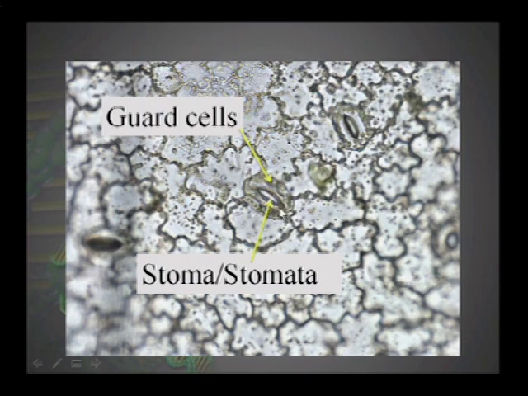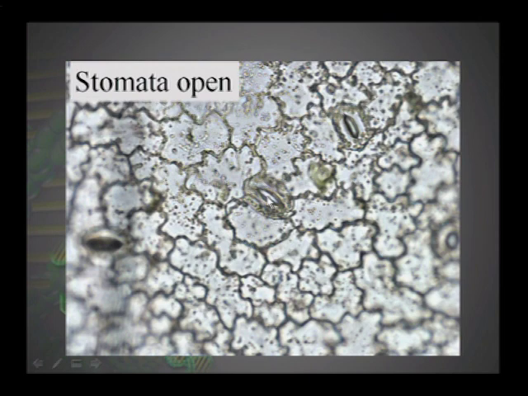So as we look at these then, there are these cells known as guard cells, which create an opening in the leaf known as stomata. Singular would be stoma, plural is stomata. And those stomata can either be open or closed. So again, this would be a stoma that's open. So the guard cells are allowing the stoma to be open. Now, it's important for the stoma to be open because that allows CO2 in, but that also allows water to escape.